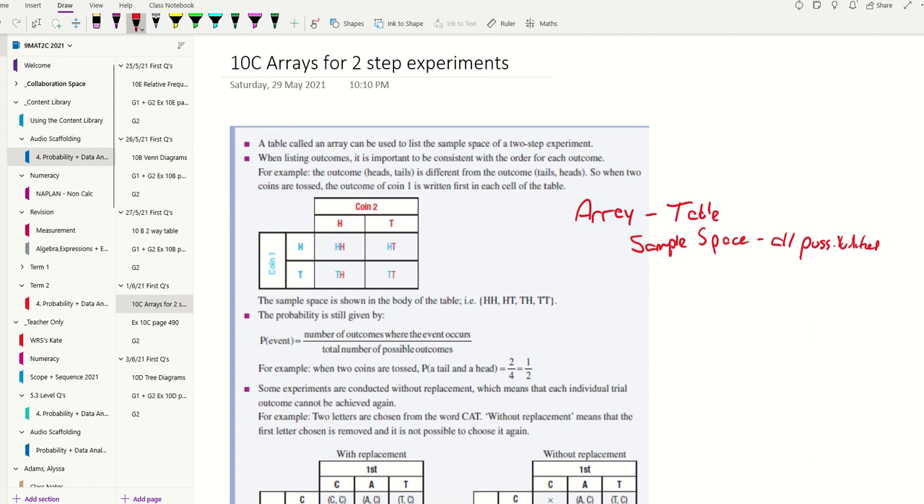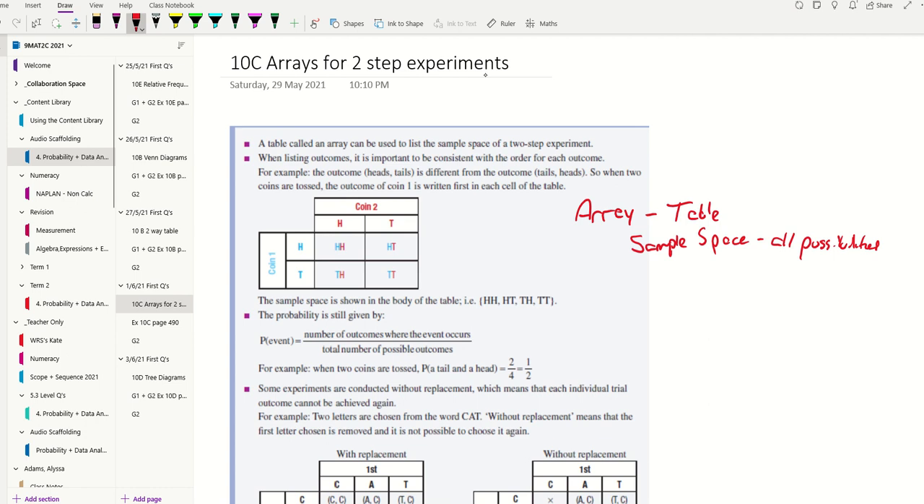When listing outcomes, it's important to be consistent with the order for each outcome. What it means by that is that this is two steps. So we're going to have a result of our first experiment and then a result of our second one. We've got to make sure that when we list them, we have them in that order, first and then second. For example, in this example here, the outcome heads tails is different from the outcome tails heads because we got them on different tosses.